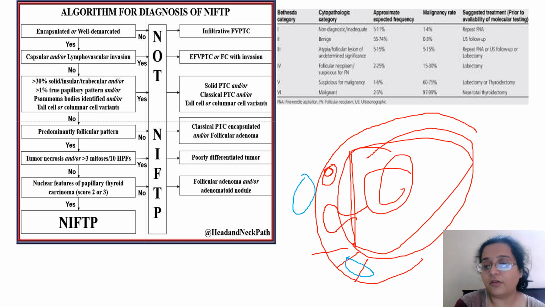So when you are getting a lot of follicles with papillary nuclear features, initially we used to call it follicular variant of papillary thyroid carcinoma. Now things are changing a bit, and hence this entity of NIFTP has come. It is a follicular thyroid neoplasm which has papillary-like features.